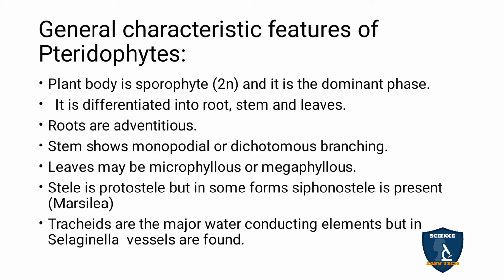General characteristic features of pteridophytes. The plant body is sporophyte. In bryophytes, we say the plant body is gametophyte. But here the dominant phase, that is the plant body, is diploid, that is 2N. So 2N denotes diploid and the plant body is sporophyte.